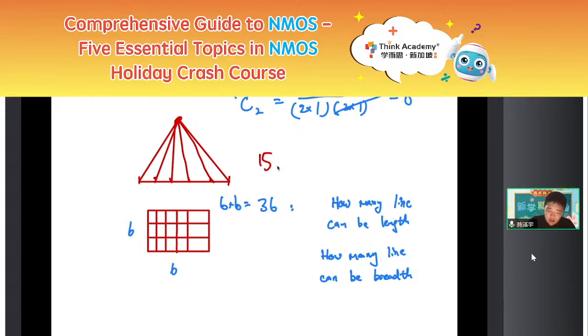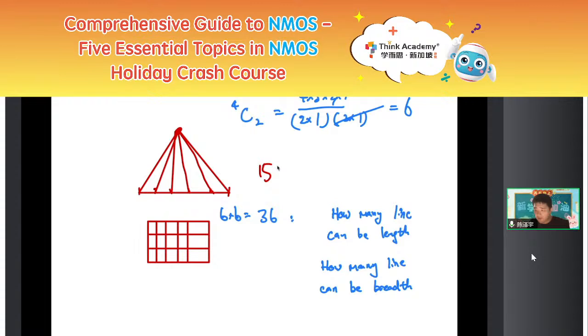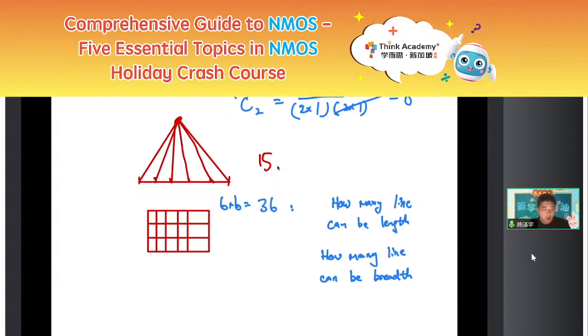Okay, now let me add 2 extra lines. Let's once again do a short practice. How many different rectangles do we have here? You can now try to use the formula. Think about the 2 questions that I wrote here. How many different horizontal line segments can be the length, and how many vertical line segments can be the breadth? Let's see how many of you can get it correct this time.